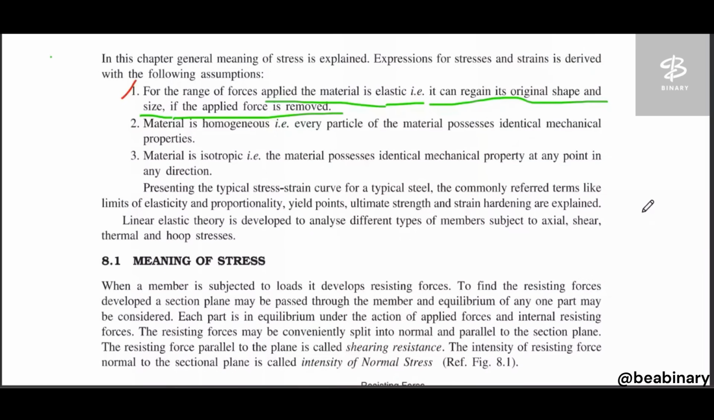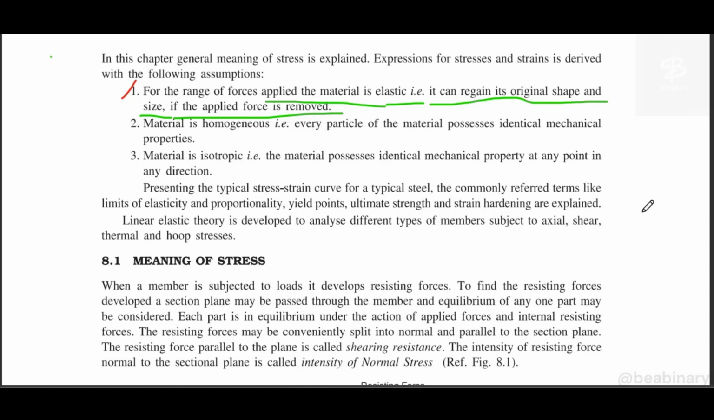Now presenting the typical stress strain diagram for typical steel. So this is also part of your syllabus. We will discuss it in the next class. A simple stress strain diagram for mild steel, and a simple stress strain diagram for brittle material. Brittleness, everything we will discuss, but without mechanical properties, you will not understand the concept.